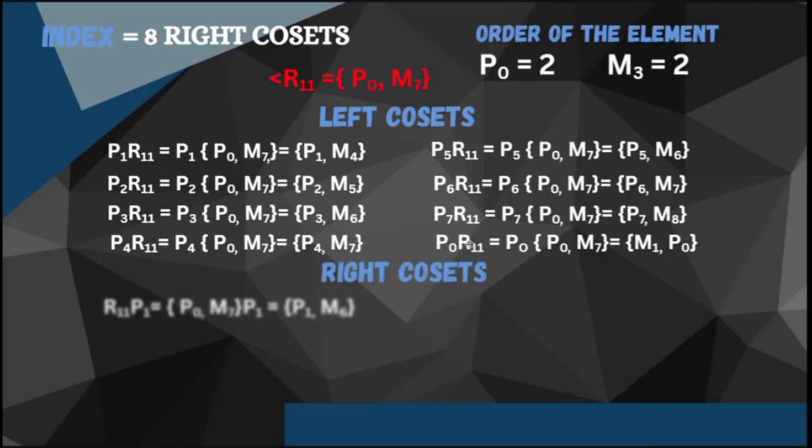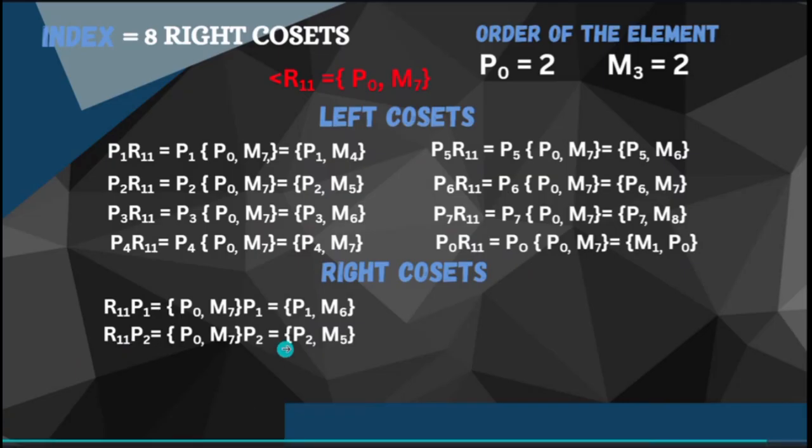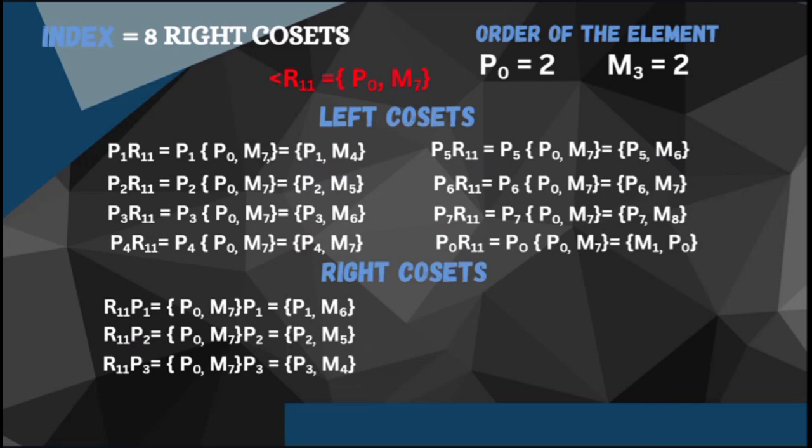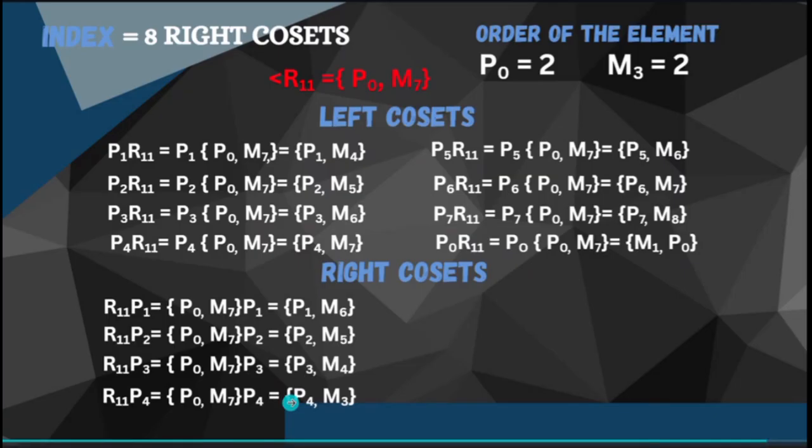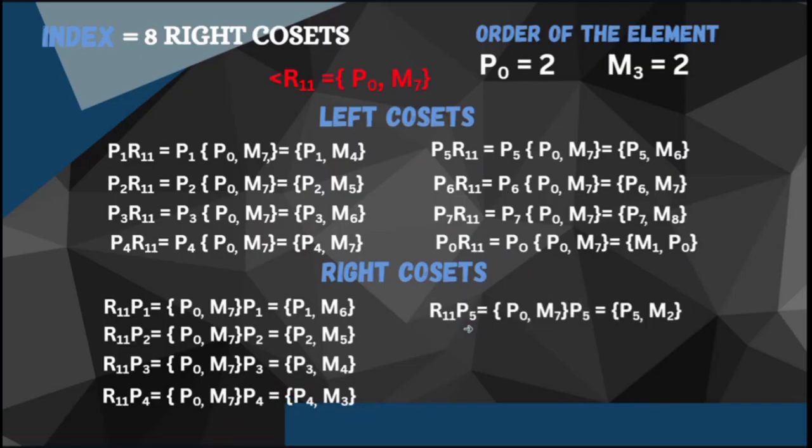For right cosets, we have R sub 11 multiplied by rho sub 1, we have rho sub 1 and mu sub 6. For R sub 11 multiplied by rho sub 2, we have rho sub 2 and mu sub 5. For R sub 11 multiplied by rho sub 3, we have rho sub 3 and mu sub 4. For R sub 11 multiplied by rho sub 4, we have rho sub 4 and mu sub 3. For R sub 11 multiplied by rho sub 5, we have rho sub 5 and mu sub 2.